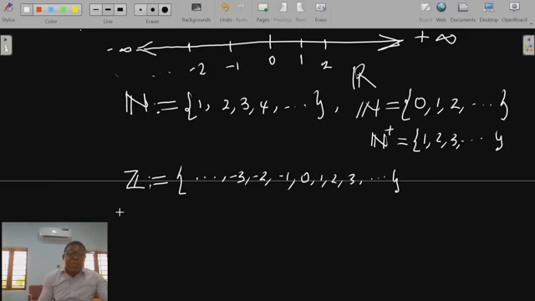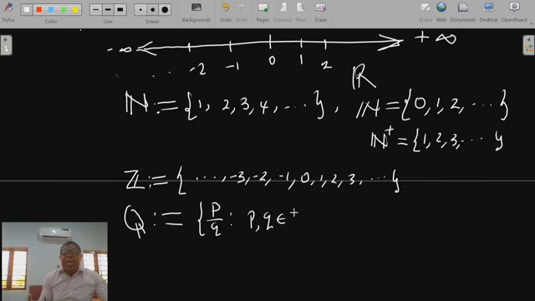Then the next set, which is important to us, is what we call the rationals, the set of rational numbers, denoted by Q and defined as the collection of all p over q, so that p and q are integers, but with the restriction that q is not equal to 0. Now, this set is the collection of all those numbers we can write as exact fractions, as simple ratios.